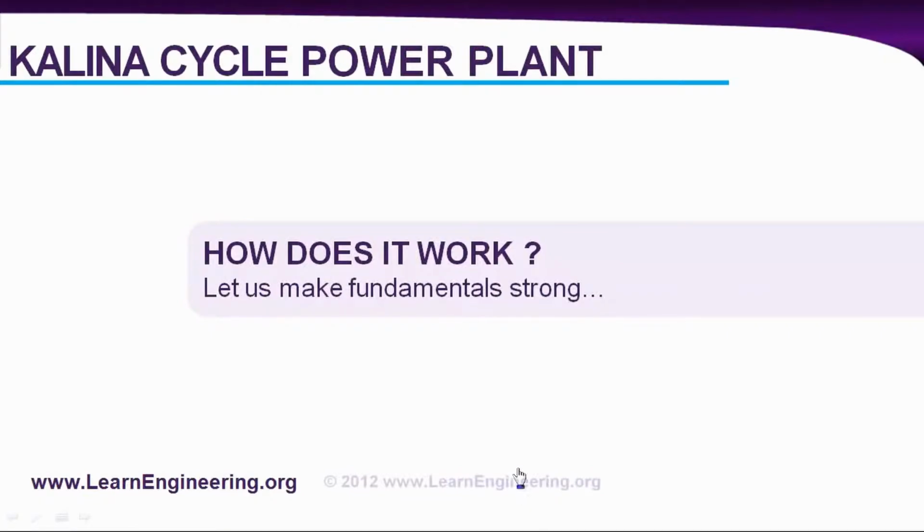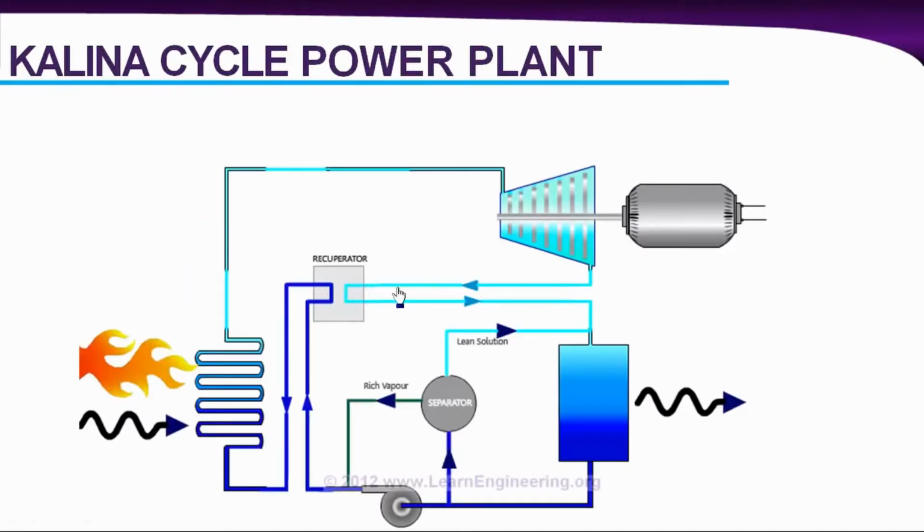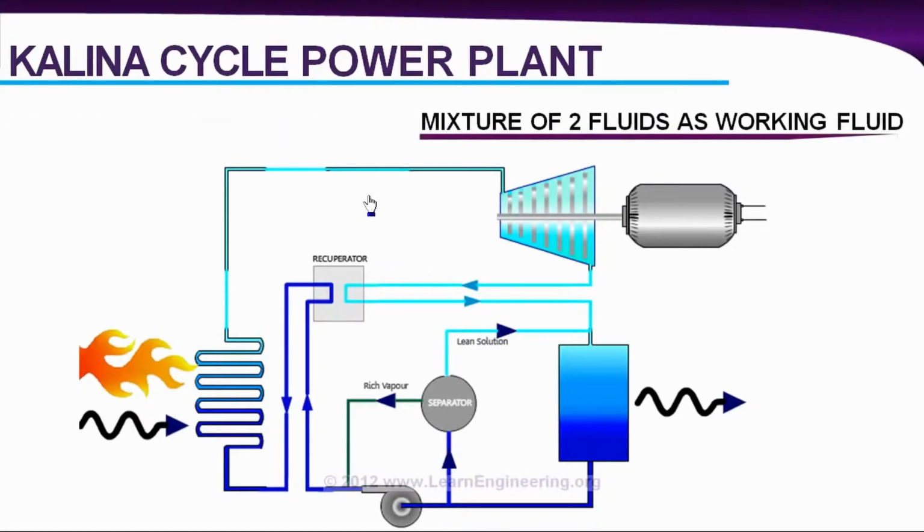In today's video, we will understand how does a Kalina cycle power plant work. Here we will mainly investigate what's the reason behind its high thermal efficiency compared to the conventional power plant cycles. So let's start. The major difference between a conventional cycle and a Kalina cycle is that Kalina cycles use a mixture of two fluids as working fluid.